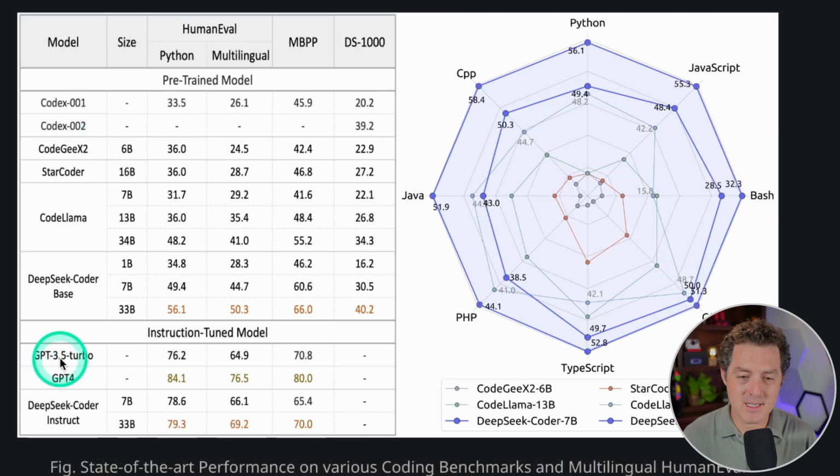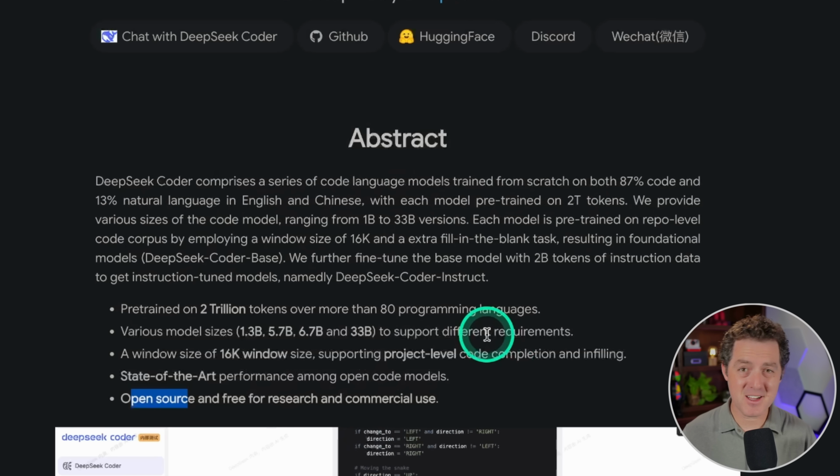And here it is against the closed source models. It beats GPT 3.5 Turbo, and it gets really close to GPT-4 in performance. All right, enough talk, let's test it.